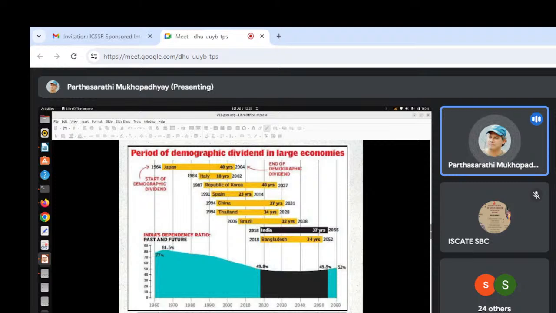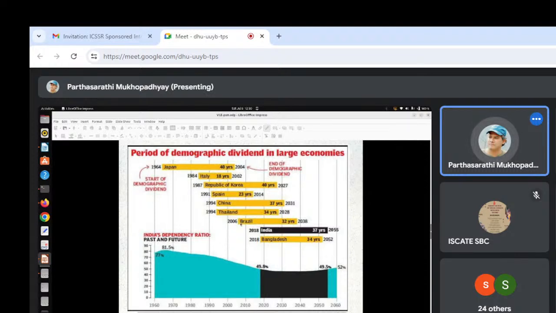So there is no wrong thing in following a successful model. China exploited that demographic dividend most successfully, and this period will be ending for them by 2031. During this period, they increased their GDP sevenfold, not 7%, my dear friend, sevenfold. But there is opposite history also.